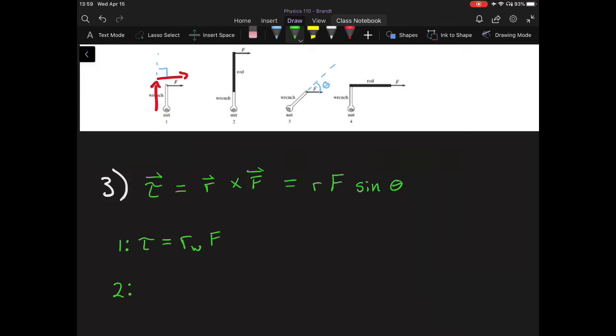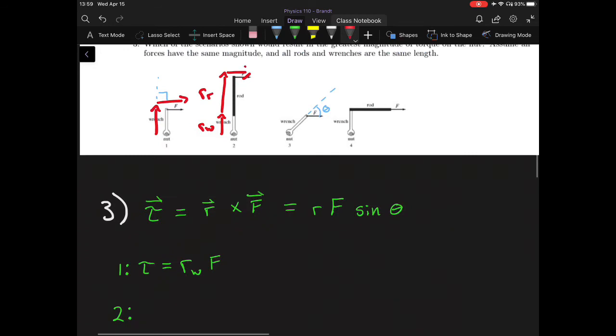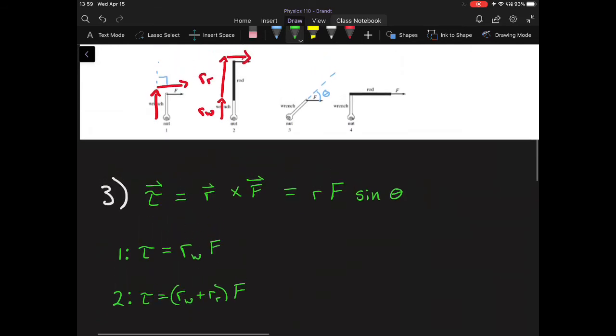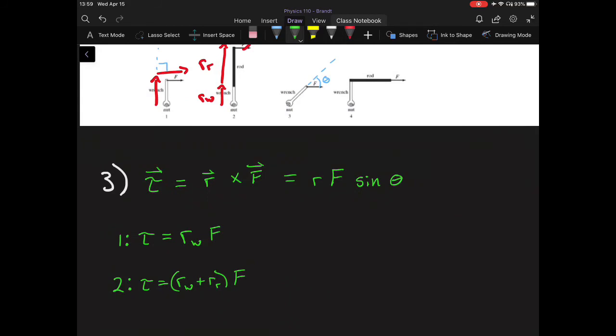Scenario 2, we've got the radius of the wrench here, and then we also have the radius of the rod. So R_W plus R_rod, and then we have our force once again coming off at a 90-degree angle there. So if we write this out, torque is going to equal R_W plus R_rod, all that times our force, and then we have the sine of 90, which is 1.